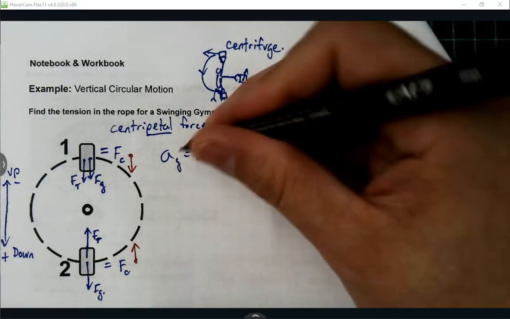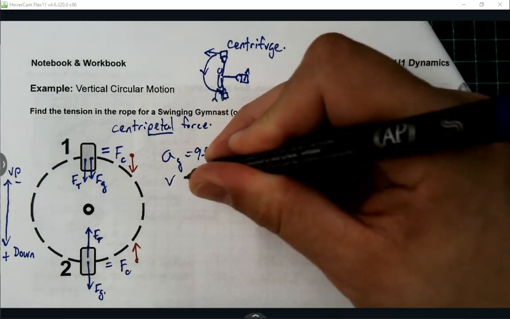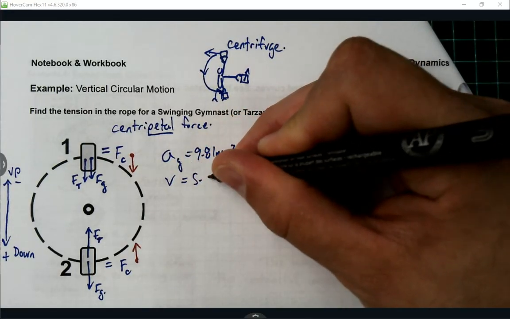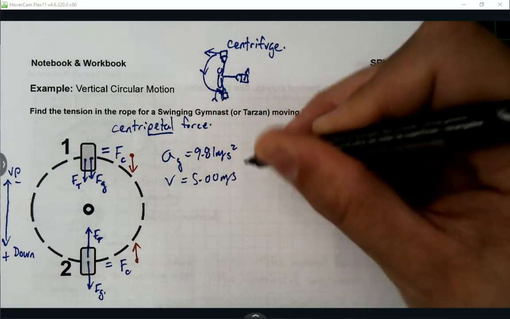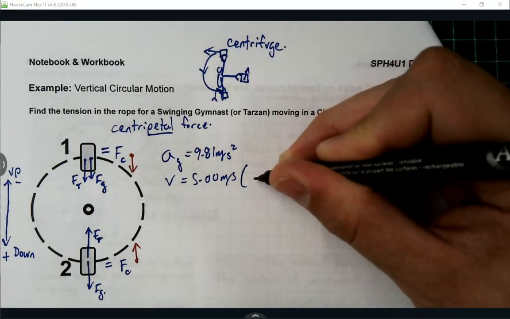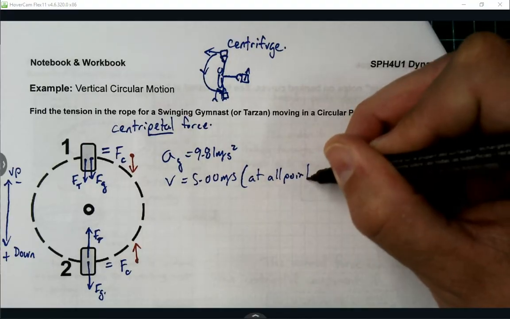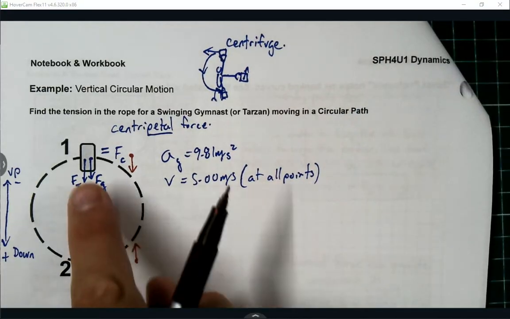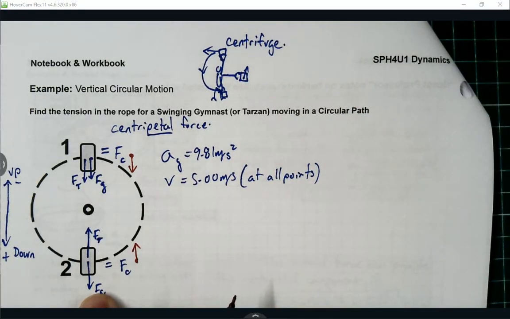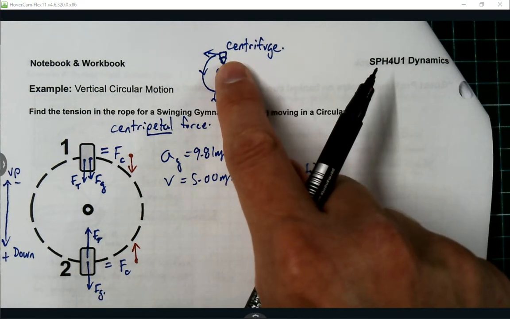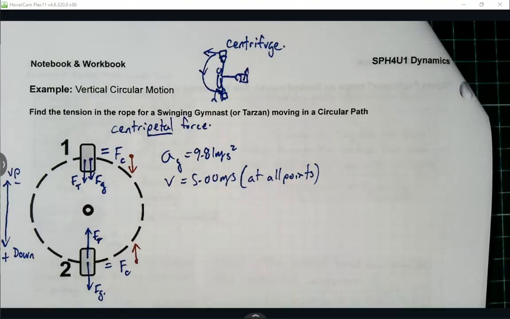and I'm going to make up some numbers. I'm going to say that this gymnast can move around at 5.00 meters per second. And just to make it easier, I'm going to say that that's how fast they go at all points. Anyone who's a gymnast knows you actually go a little slower at the top than you do at the bottom. Anybody who has swung water above their heads knows that the water goes a little bit slower at the top than it does at the bottom because of conservation of energy. But we're going to fudge that a little bit just to make things easier for conversation today, okay?